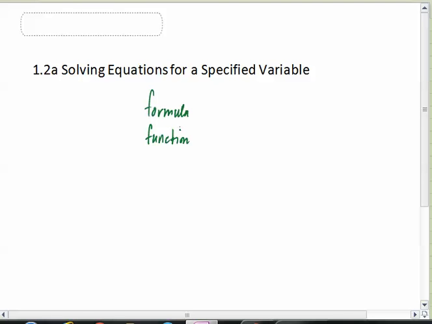So let me give you a formula. Let's just say A is equal to 1/2 BH. So this would be considered a formula, right? Because it involves two or more variables. There's two or more. Okay, so we have two or more variables.